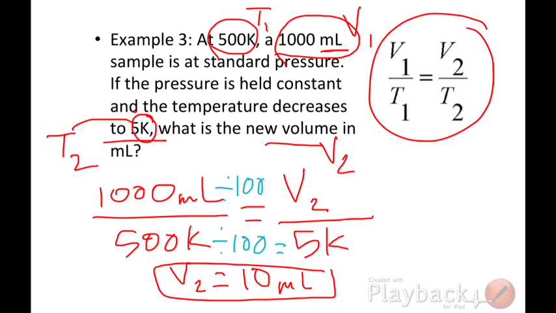You could have also cross-multiplied and then divided this one. You would have done 1,000 milliliters times 5 Kelvin. Then you would divide it by 500 Kelvin. You get the same thing, because that would be 5,000 divided by 500. That still equals 10.